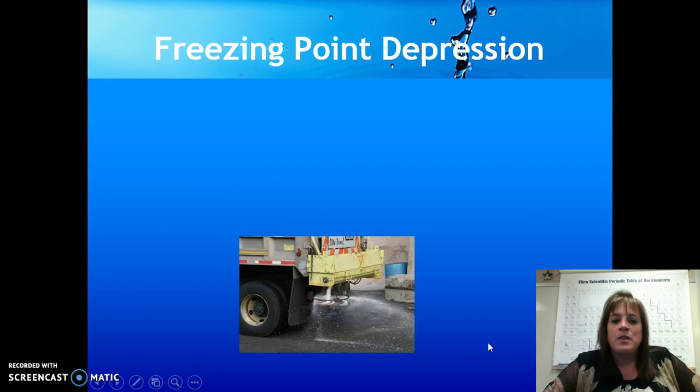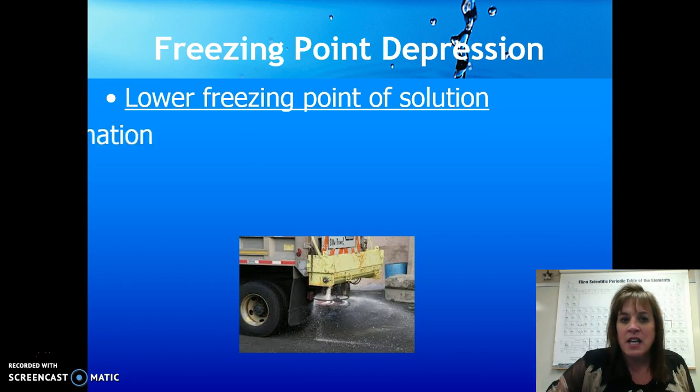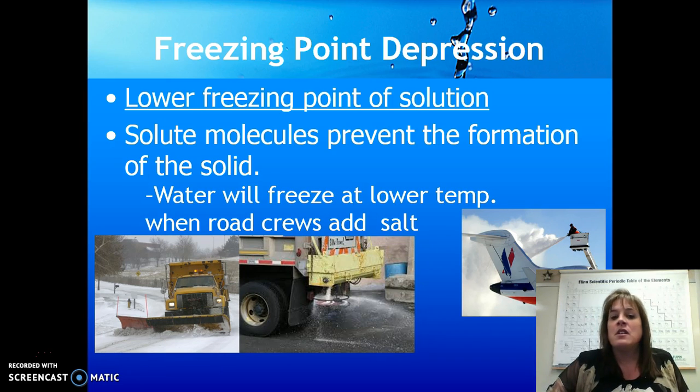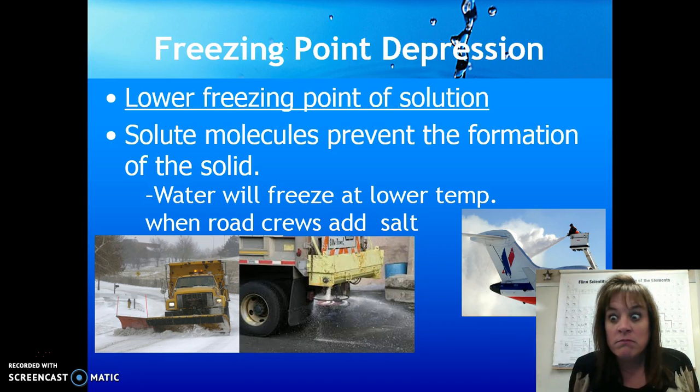So let's talk about freezing point depression. Freezing point depression is the lowering of the freezing point of a solution. So I have a truck here that's spraying salt when it's snowing and we're afraid that it's going to freeze and get ice. What happens is these solute molecules get in the way of the formation of the ice crystals. And so it lowers the freezing point of the water. That's why they spray airplane wings with de-icing fluid. That's why they put salt down on roads when it's going to freeze, because that will lower it. So it has to get even colder for that ice to freeze. Much safer. They should put more of that down at the intersection of Clayton and 109.